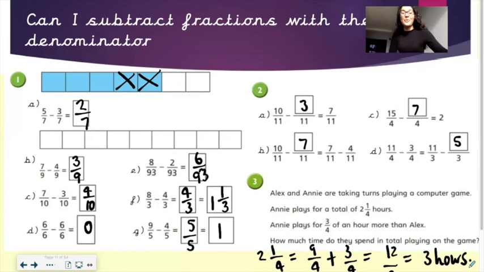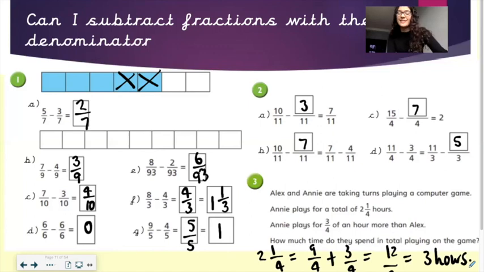Here are your questions. Number 1, A. 5/7 take away 3/7 equals 2/7. Question B. 7/9 take away 4/9 equals 3/9. C. 7/10 take away 3/10 equals 4/10. D. 6/6 take away 6/6 equals 0.